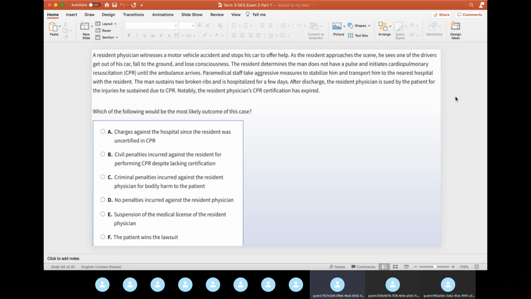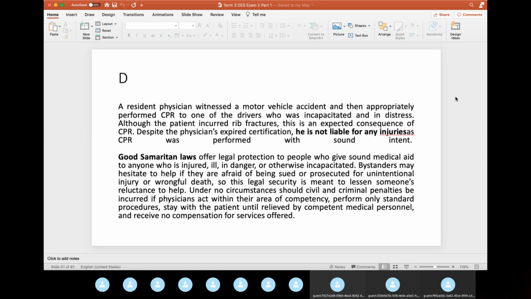So it precludes you from liability, right? In doing something to save someone else's life. For example, someone had a heart attack on the street and you help, you perform CPR. And during the performance of the CPR, you break some ribs. You are, by law, not liable for that damage, okay? So everyone is saying it's D, no penalties incurred against the resident physician. Why? It's an emergency, right? Mm-hmm. Do we all agree? And the answer is actually D. Good Samaritan laws.